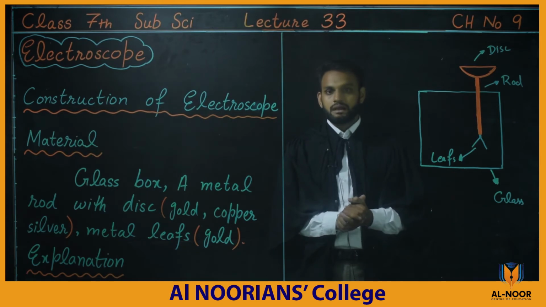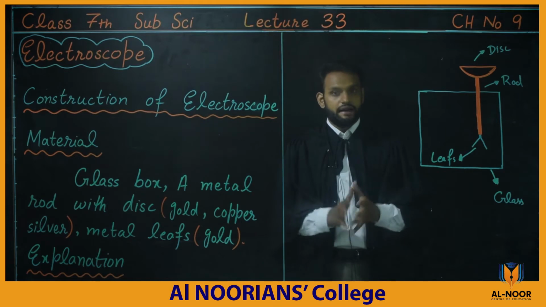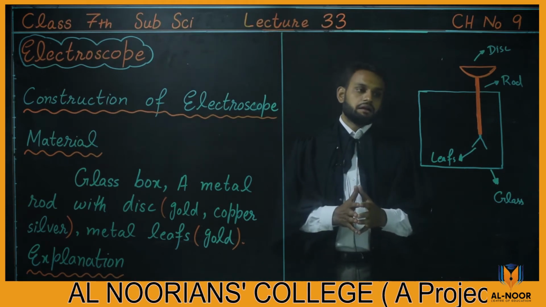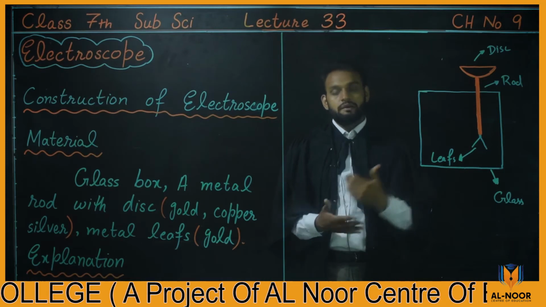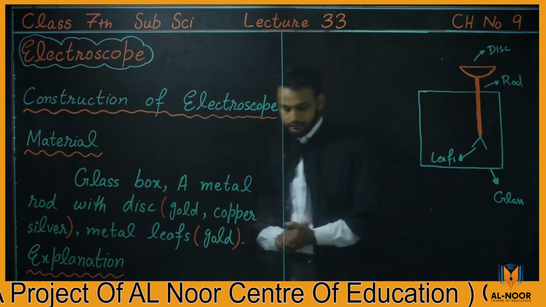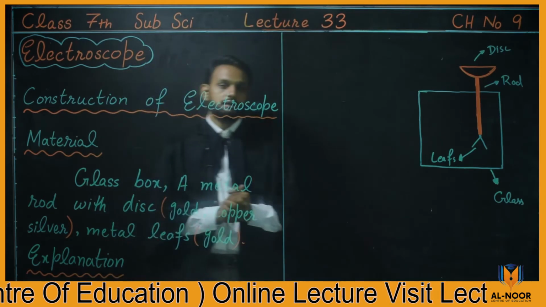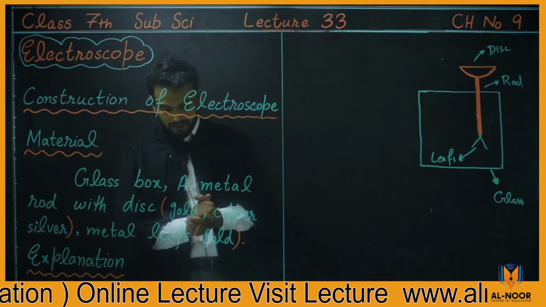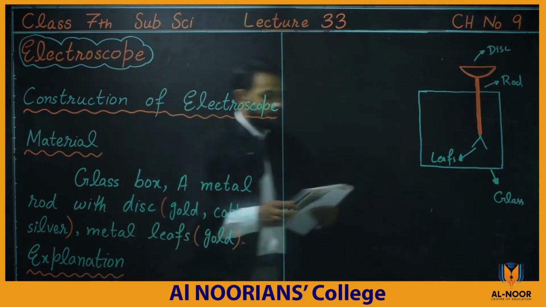see what happens in the movement of the leaves, and as well as the glass cannot be affected by external electric field. So according to the book, we read page number 90, construction of electroscope.